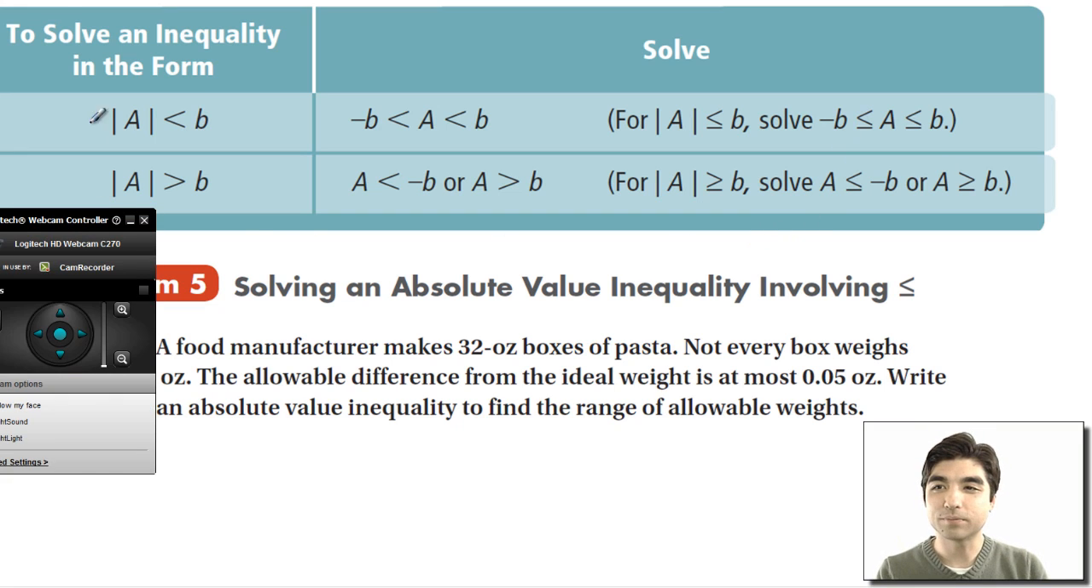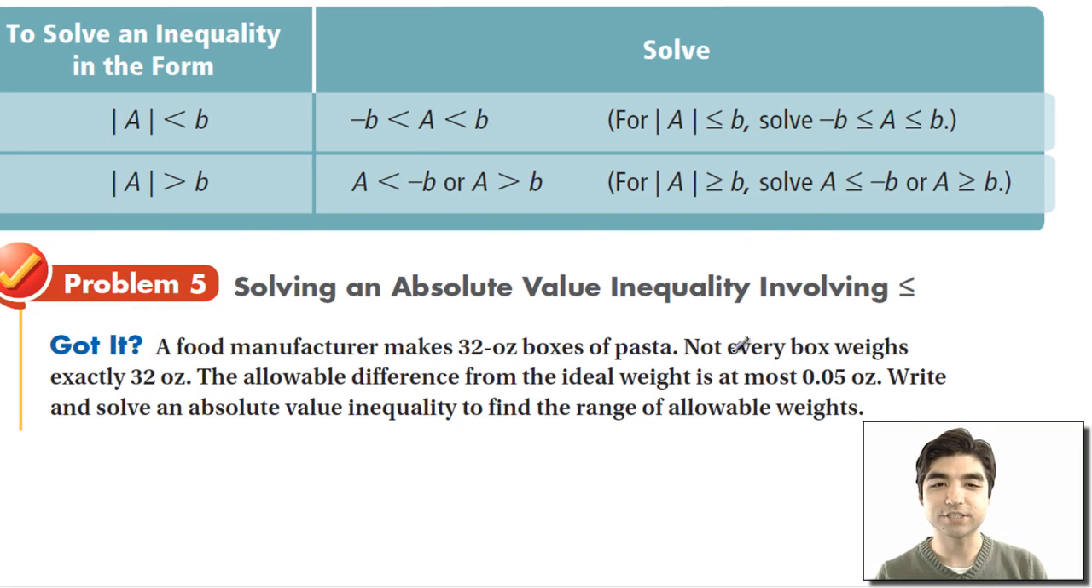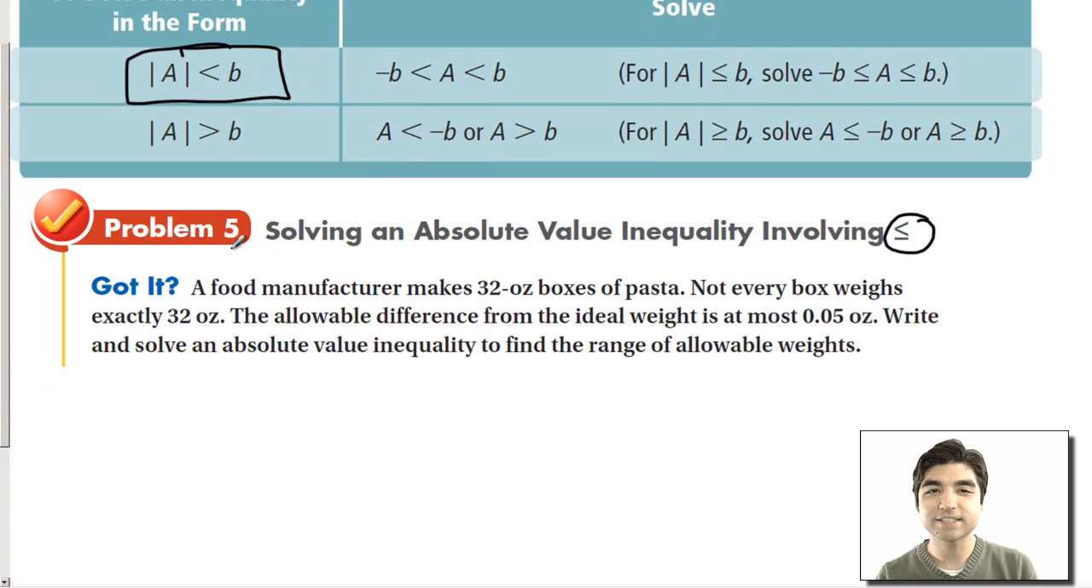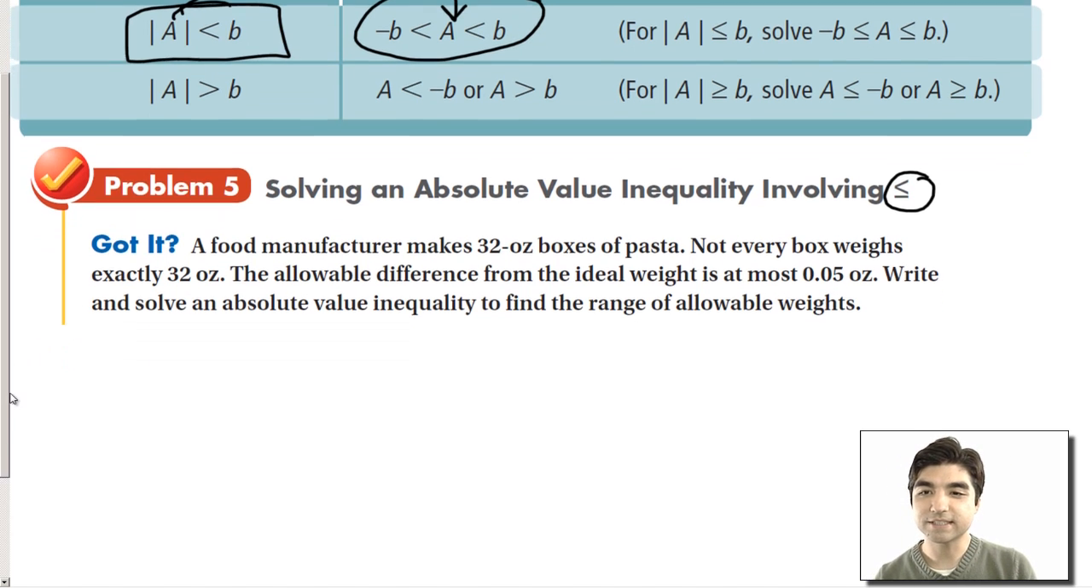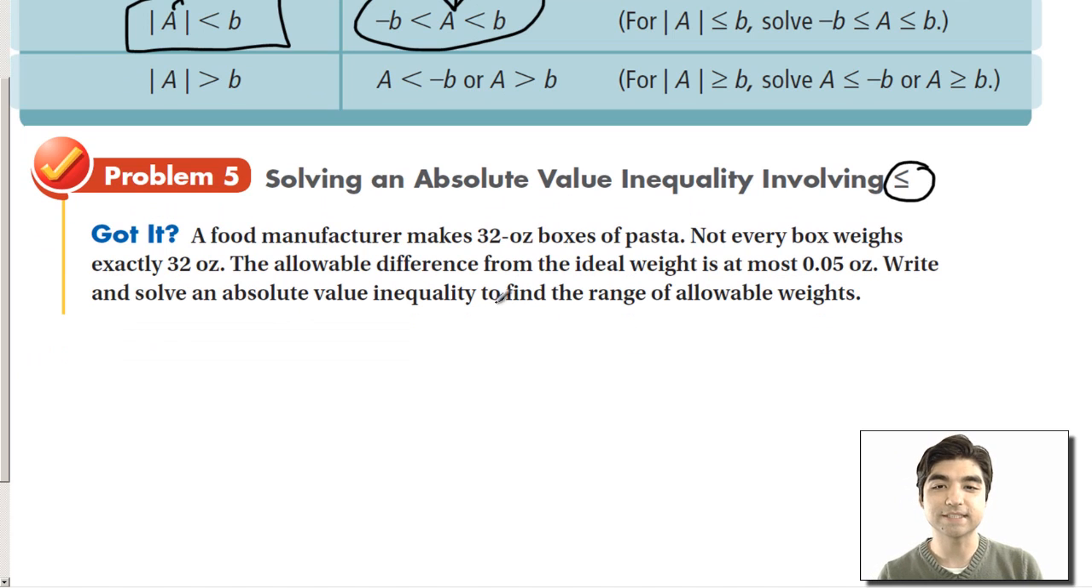So in this example, we're going to take the other situation where we have an absolute value inequality involving a less than or equal to. Okay, so we're going to be using this situation here. And in this situation, remember that we need to sandwich whatever's in A between a negative B and a positive B. So let's extract our information from this text here.